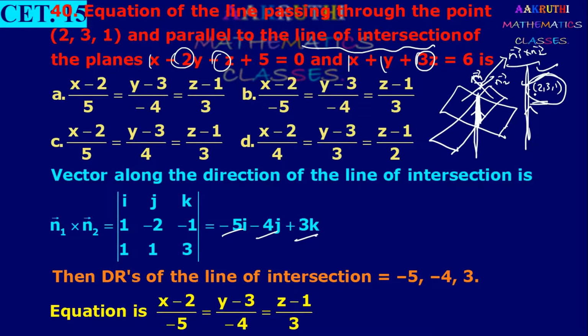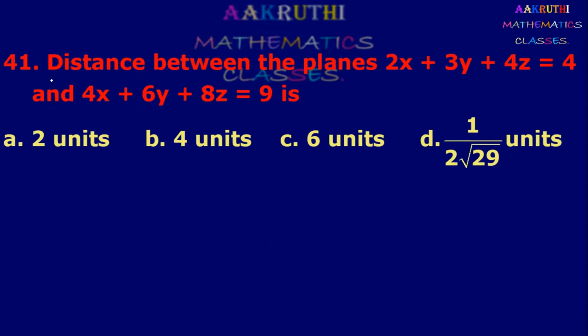That is, one point is given, (2, 3, 1), and the direction ratios are minus 5, minus 4, 3. Therefore its equation is (x minus 2) by minus 5 equal to (y minus 3) by minus 4 equal to (z minus 1) by 3. So the correct option is option B. So next question, question number 41.